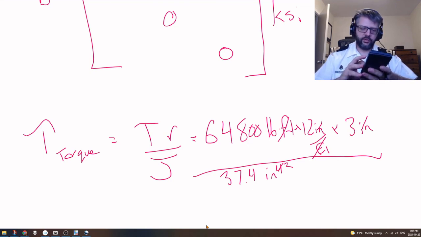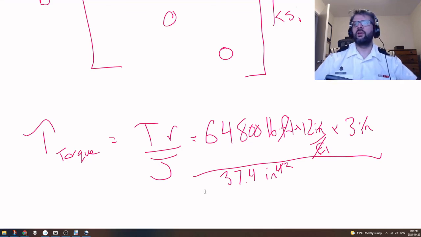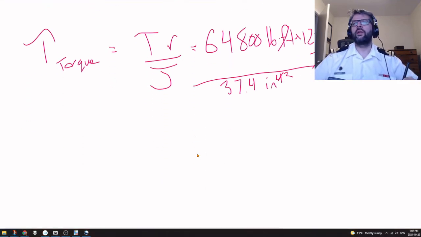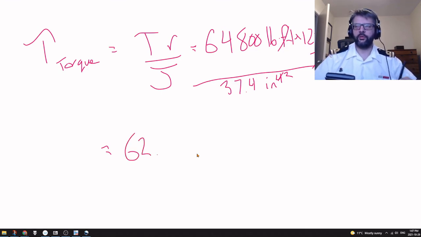So numbers. So that means that at that point we're getting a shear stress due to torque of 26.37 KSI.